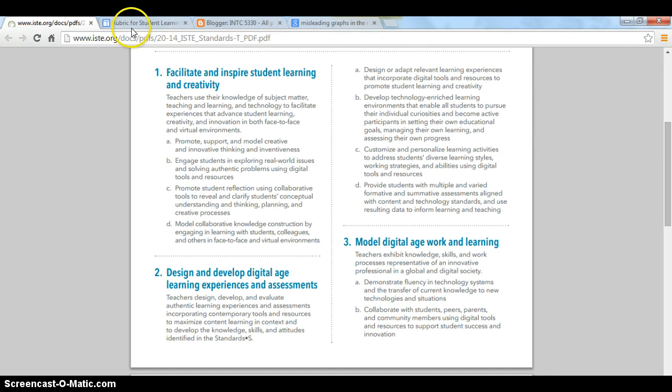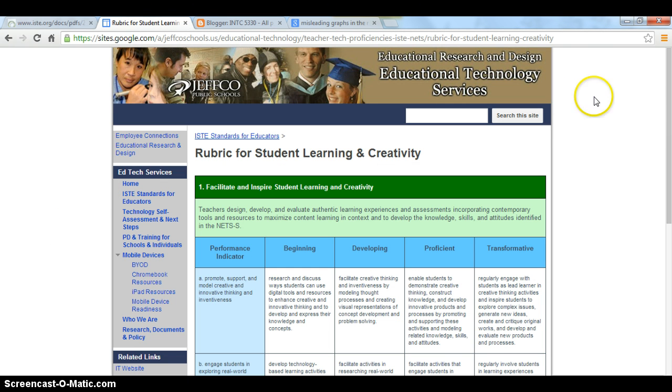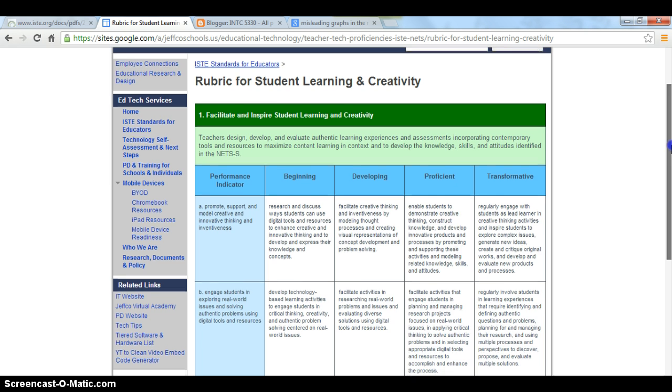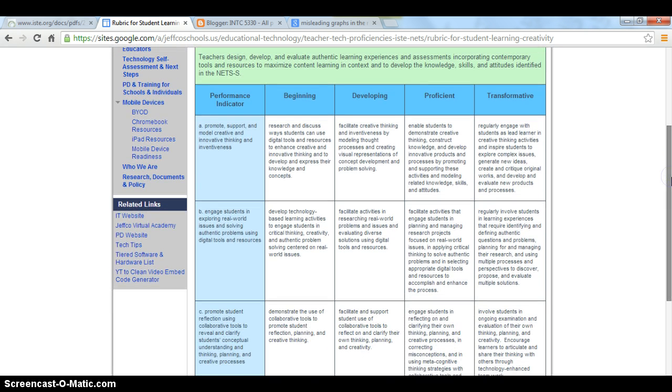So when we look at the rubric for 1B, and we look under proficient: facilitate activities that engage students in planning and managing research projects focused on real-world issues, in applying critical thinking to solve authentic problems, and in selecting appropriate digital tools and resources to accomplish and enhance this process. So the students are trying to solve a real-world problem. They're learning how to be media literate when they're looking at graphs.